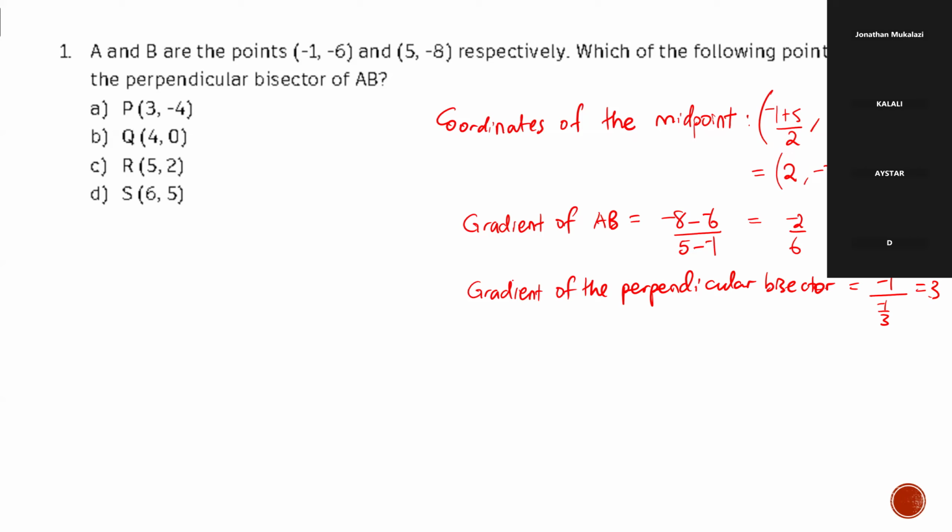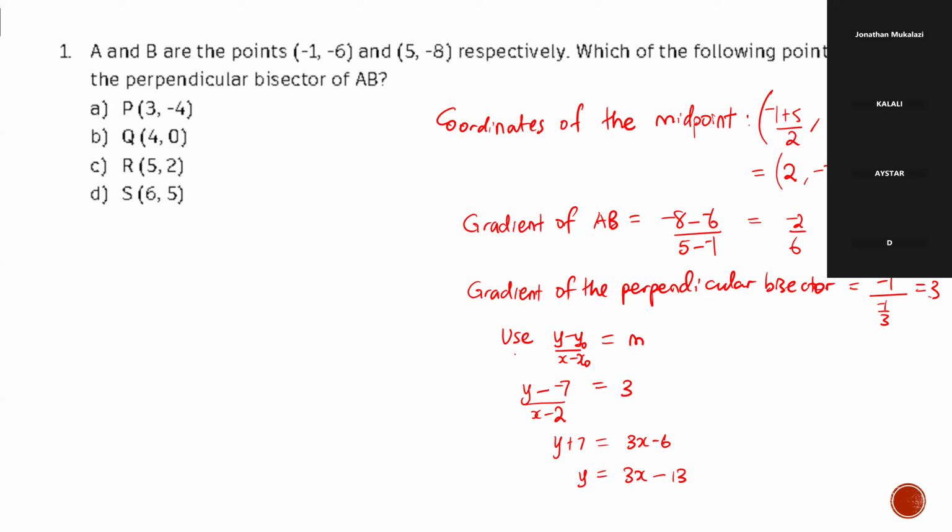So now we have the gradient of the line whose equation we want to find, and we also have a point on that very line. If we use (y minus y naught) over (x minus x naught) equals m, this relationship for the gradient, then we would have (y minus -7) over (x minus 2) equals 3. So this is y plus 7 equals 3x minus 6. So you could have this as y equals 3x minus 13. So this is the equation of the perpendicular bisector.